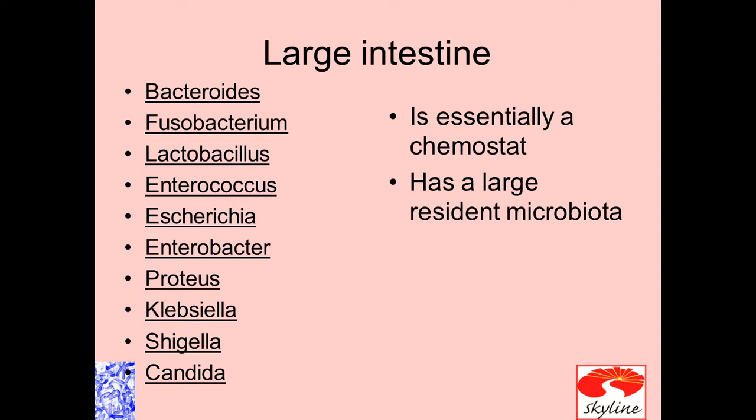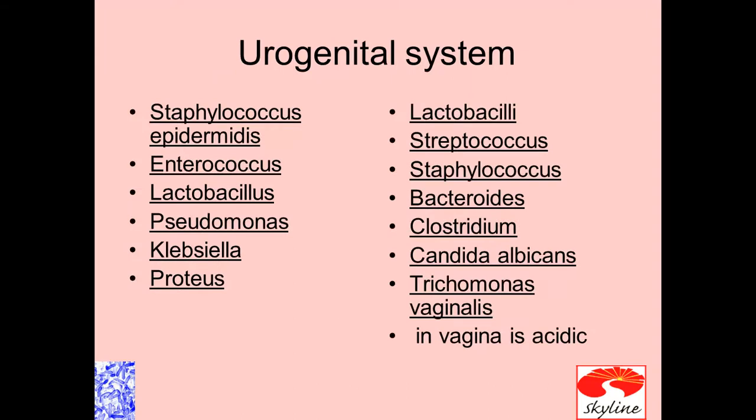Alright, so Escherichia, Enterobacter, Proteus, Klebsiella, Shigella, these are all members of the enteric family. And then other microbes that we've mentioned so far can also be seen in the large intestine. Lastly, for the urogenital system, we expect to see microbes that are coming from the large intestine and from the skin to populate the urogenital system.